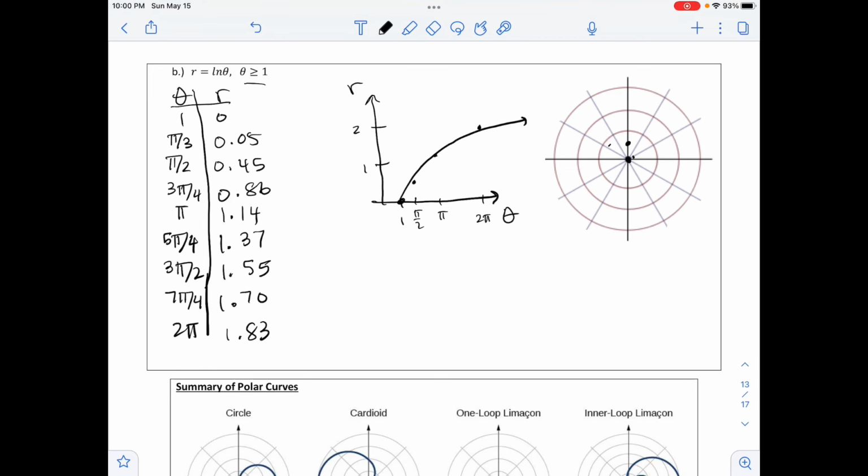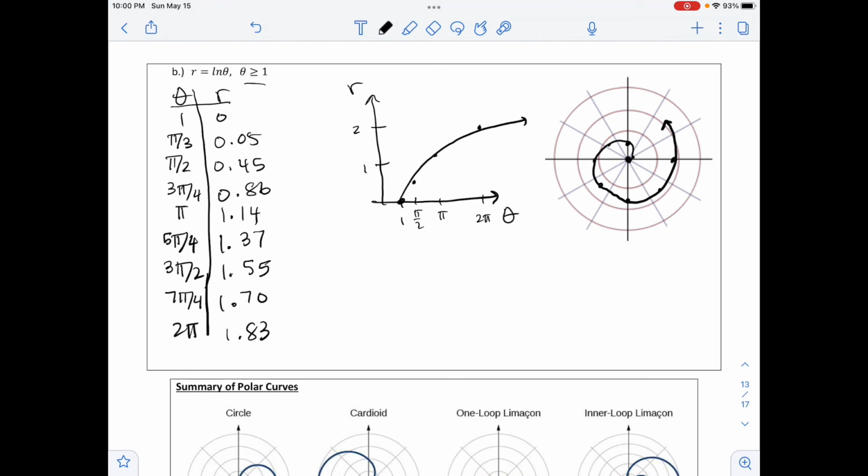at pi we have 1.14, at 5 pi over 4 we have 1.37, at 3 pi over 2 we have 1.55, at 7 pi over 4 we have 1.70, and at 2 pi we have 1.83. And so connecting these, and this would continue. I'll draw that with an arrow tip.